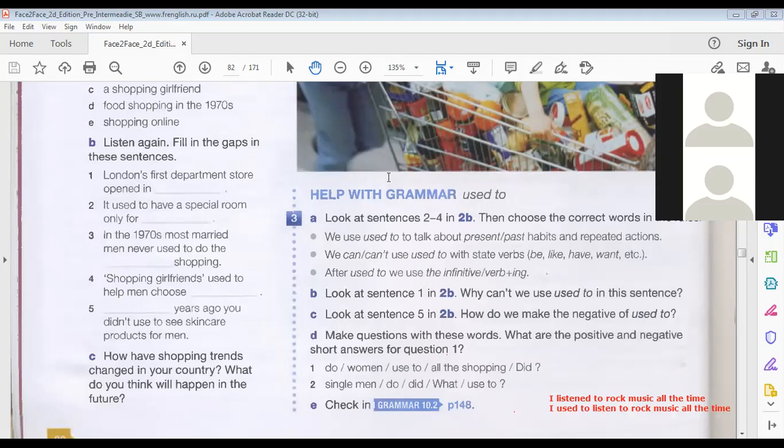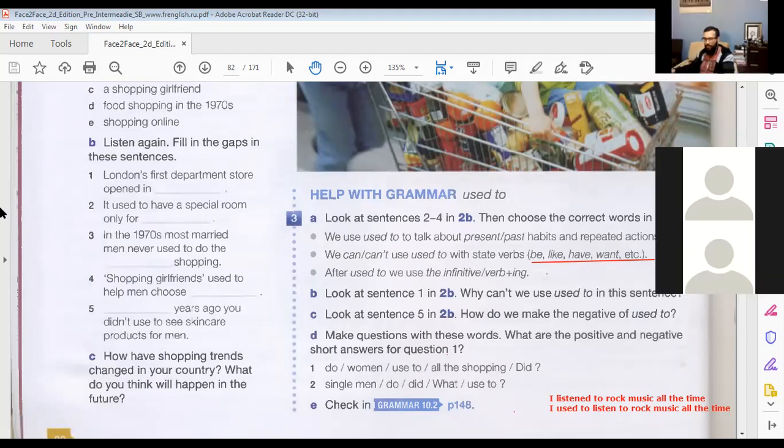And we also mentioned that if you want, you can also use state verbs. So you can say, I used to like ice cream. I used to be a naughty child. I used to have lots of toys. I used to want to become an engineer, for example, but I don't anymore. So this was the idea of the last lesson. This is what we talked about.